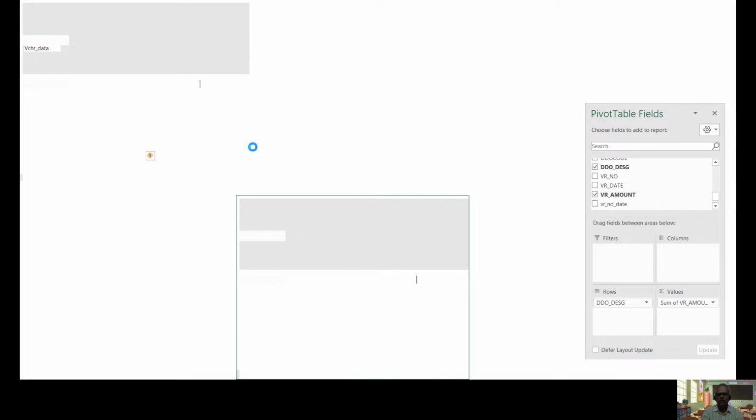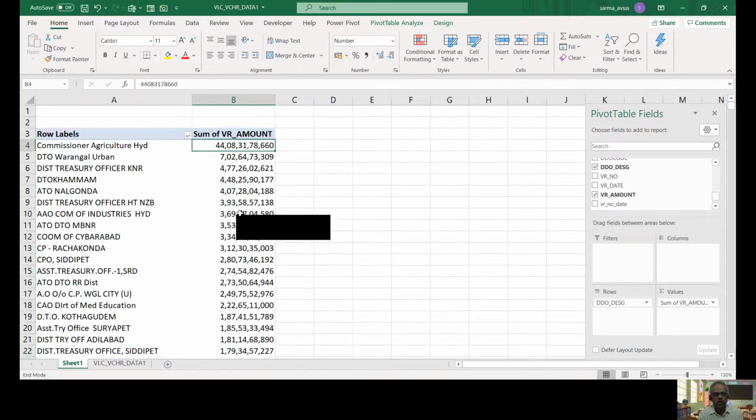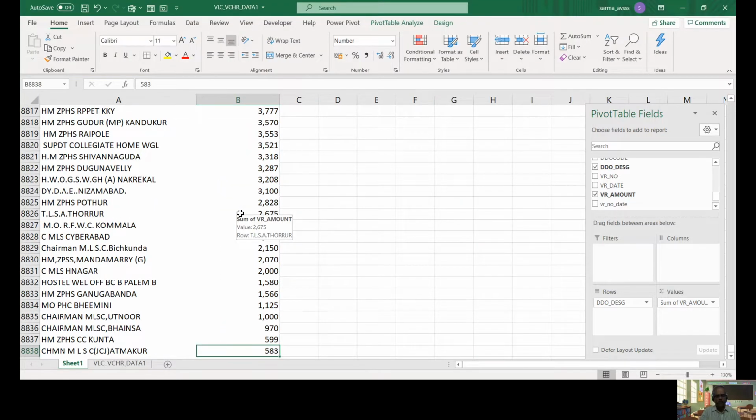Similarly, maybe we can see who is the lowest. Maybe we can go down to the last record. See here, a DDO spent 583 rupees. That is the chairman, MLSC Atmakor. Similarly, HMZPHS CC Kunta, he spent 599 rupees. Let us observe here, a DDO is spent only 599 rupees in a year.